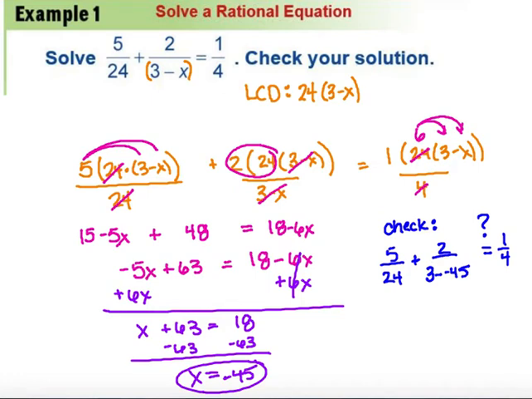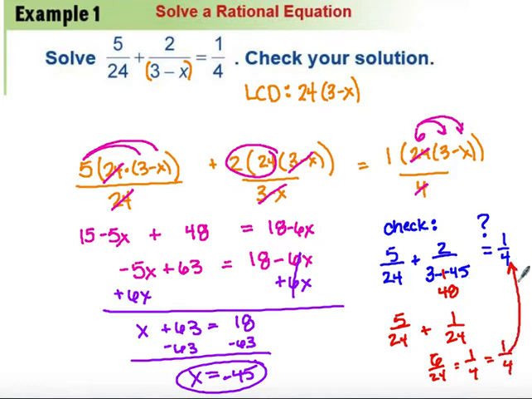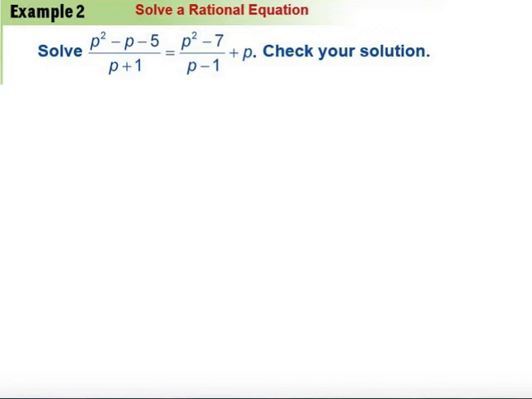So I'm going to just do a little bit of quick math here. 3 plus 45 is actually 48. So if I reduce that, that's 1/24. And this is 5/24. And that's going to give me 6/24, or that's 1/4, which indeed equals the 1/4. So it does check. So x is equal to negative 45 is my solution to the x in my rational equation.